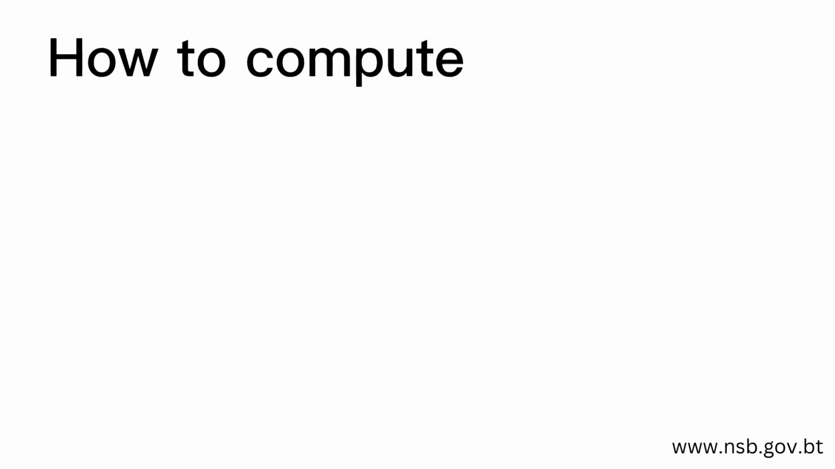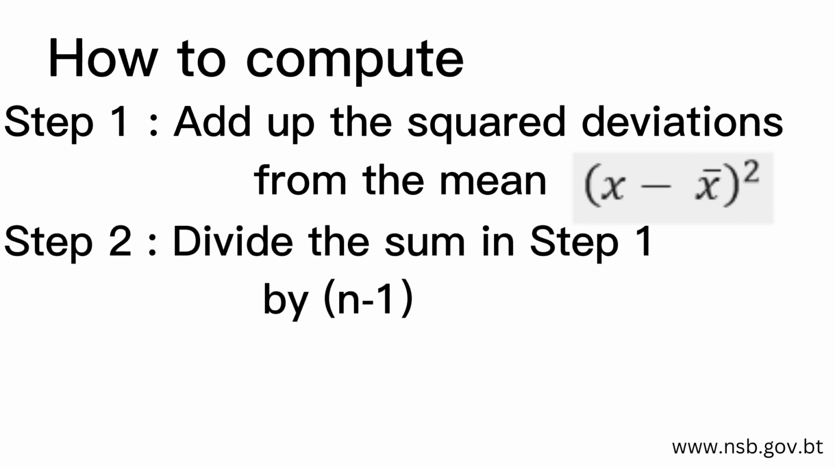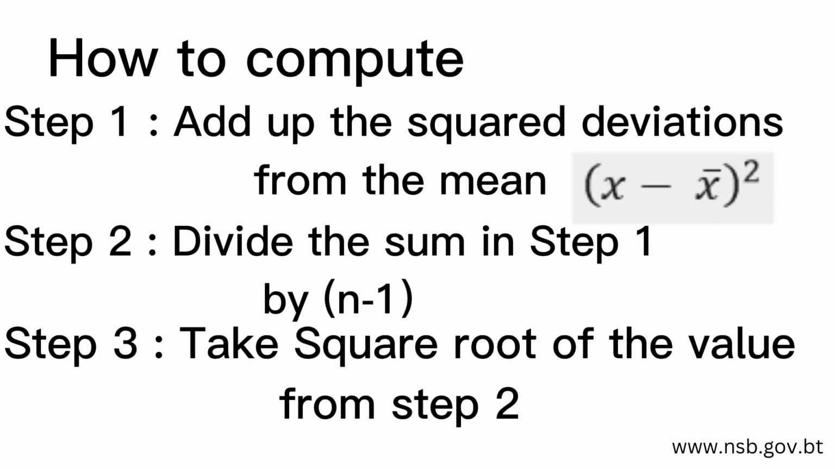So, how do we compute standard deviation? Step 1. Add up the squared deviations from the mean. Step 2. Divide the sum in Step 1 by n-1. Step 3. Take the square root of the value from Step 2. And you get the standard deviation.